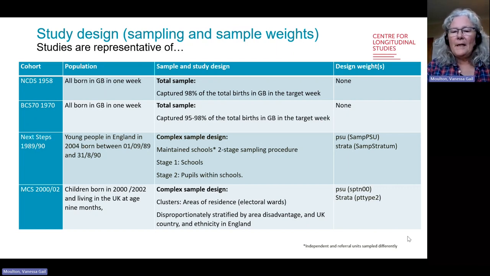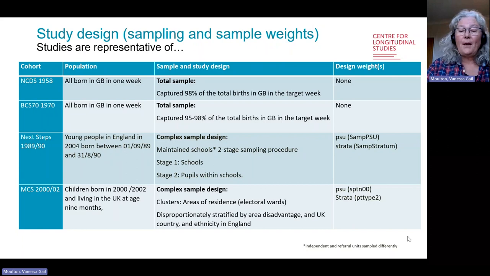And the original sample is the same, because most of the total population, 95 to 98%, was actually captured in that target week. So for those two cohorts, there are no design weights. For Next Steps and the Millennium Cohort Study, it's a bit more complex as the population covers a longer period of time. Next Steps represents a population of young people in 2004, and the Millennium Cohort Study, children at age 9 months living in the UK from 2000 to 2002. You can imagine that capturing everyone during that period would have been extremely impractical, costly and virtually impossible.